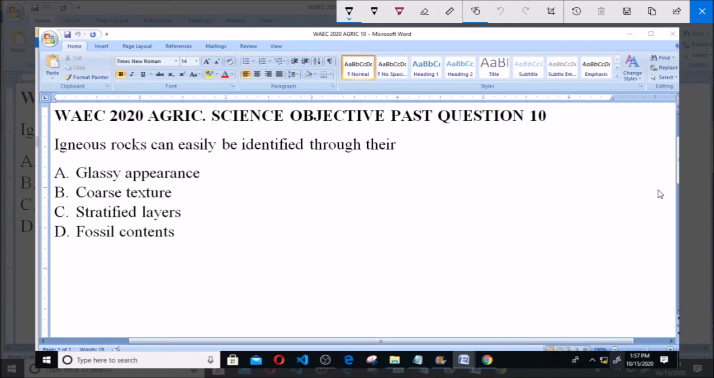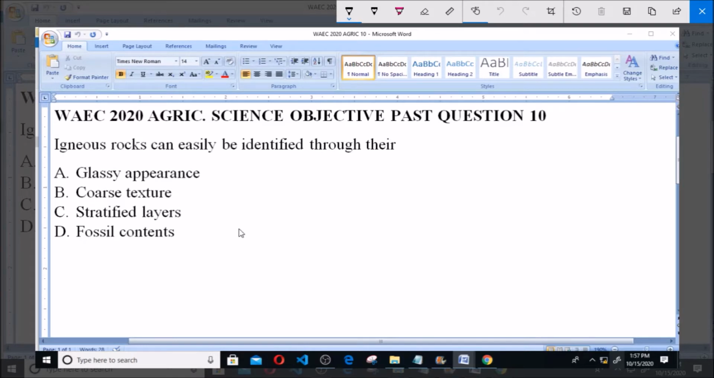We'll be answering WAEC 2020 Agric Science Objective Part, Question 10. Igneous rocks can easily be identified through their: A. Glassy appearance, B. Coarse texture, C. Stratified layers, D. Fossil content.